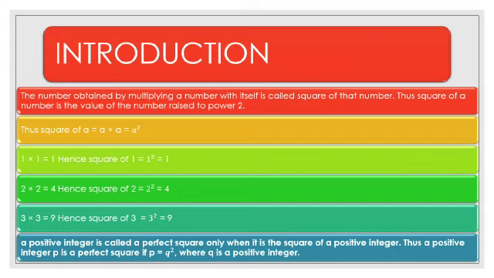A positive integer is called a perfect square only when it is the square of a positive integer. Thus, a positive integer p is a perfect square if p equals q squared, where q is a positive integer.